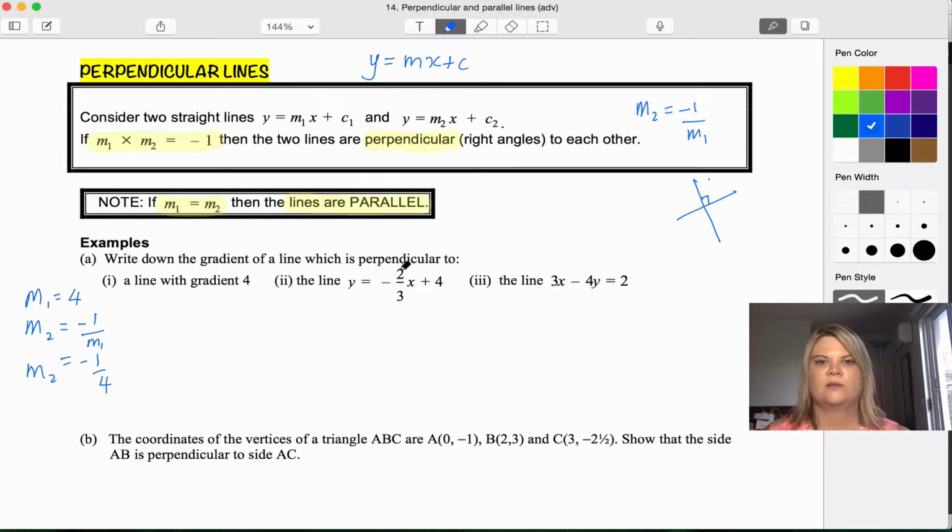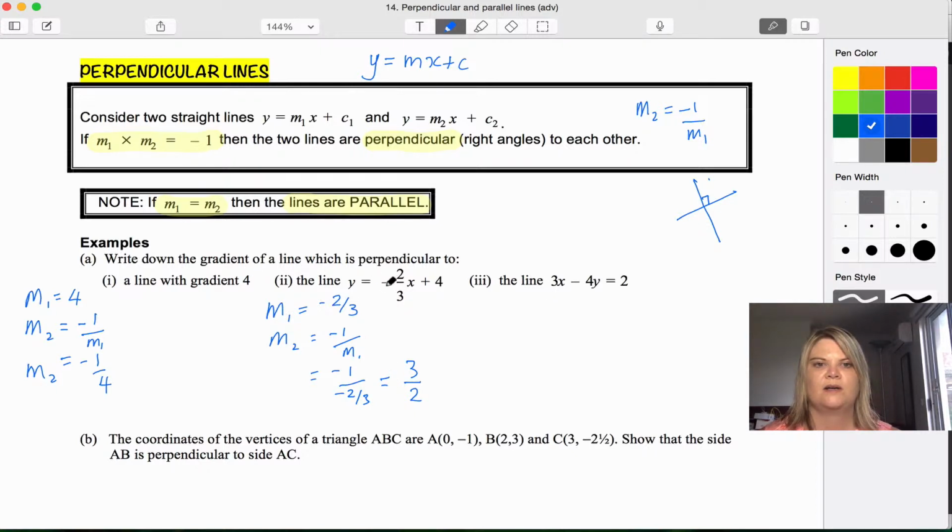Write down the gradient of a line which is perpendicular to this line. So the gradient of this line is negative 2/3. m2 equals negative 1 over m1 equals negative 1 over negative 2/3. And when we have a fraction in the denominator, we can flip it. These two negatives are going to cancel out. So it will be positive 3 over 2 for the second gradient.